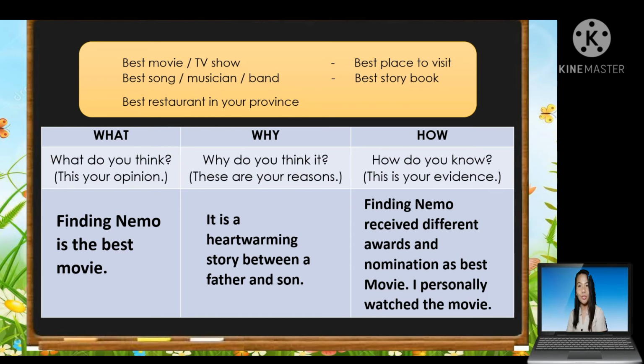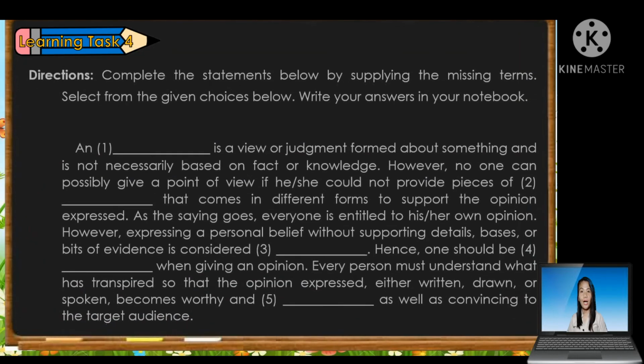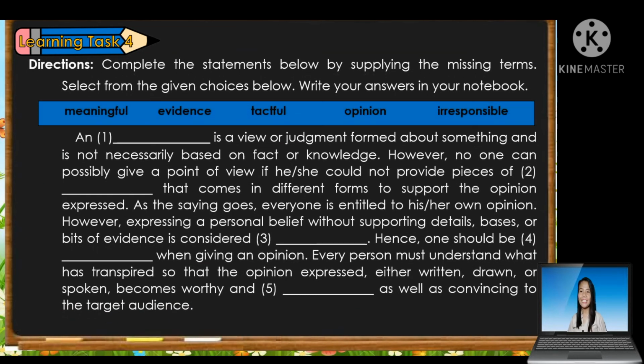Whatever topic that you choose, they are all accepted as long as you answer the questions what, why, and how. And most importantly, you must provide an evidence from the opinion and reasons that you have right. Okay, that's good. Very good, class. Now, let's move on to learning task number 4. Here is the directions.